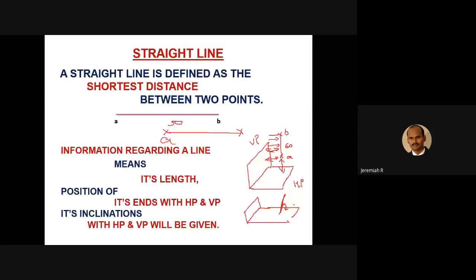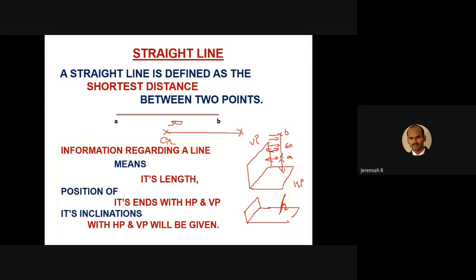A straight line means the shortest distance between 2 points A and B. If you want to solve a problem based on projection of lines, you need the length of the line, maybe 60 mm or 70 mm. Similarly, for the ends, the point A or B, the distance above HP or in front of VP is required. Otherwise, we cannot solve the problem. And what is the inclination with respect to HP or VP? Sometimes it will be inclined with HP, sometimes with VP.